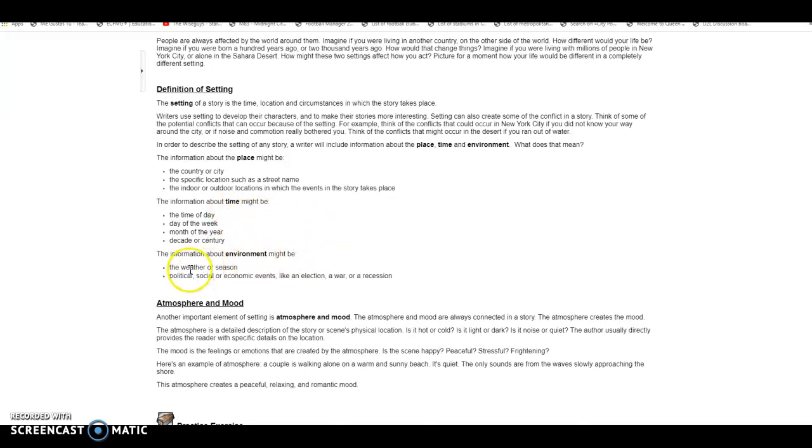And then environment, you could have the weather or the season. So if a story takes place in summer, that's part of the setting. Or you can have political or social or economic events. So right now with the COVID-19 situation going on, that would be part of the setting. If someone was writing a story about what's going on right now, that would be part of the political and social and economic situation that's going on, and that would be part of the setting environment.